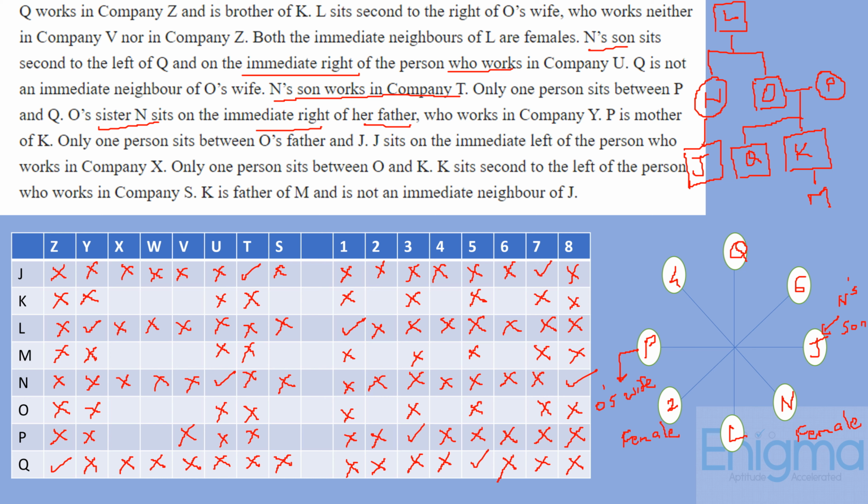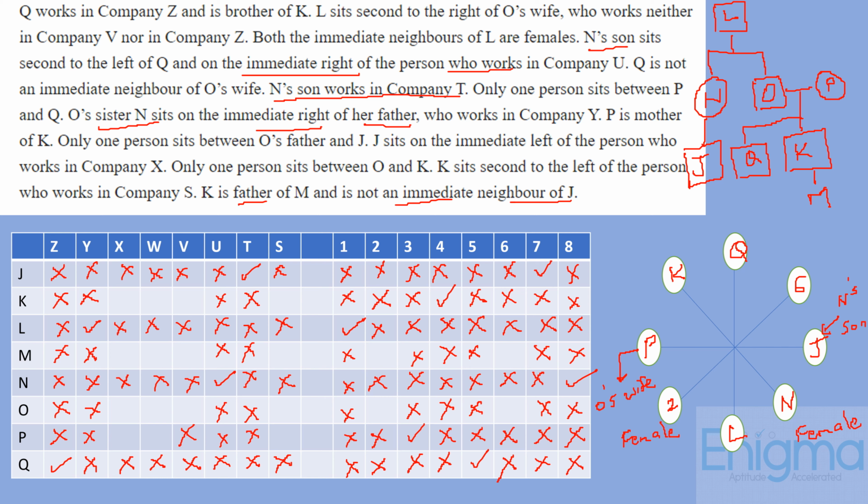Now, for K, the positions vacant are 2, 4, and 6. Now, out of that, position 2 is for a female, and K is father of M. That means K is male. So, position 2 is not valid. Now, another thing given is K is not an immediate neighbor of J. So, position 6 is also not valid. So, the only possible valid position for K is position 4.